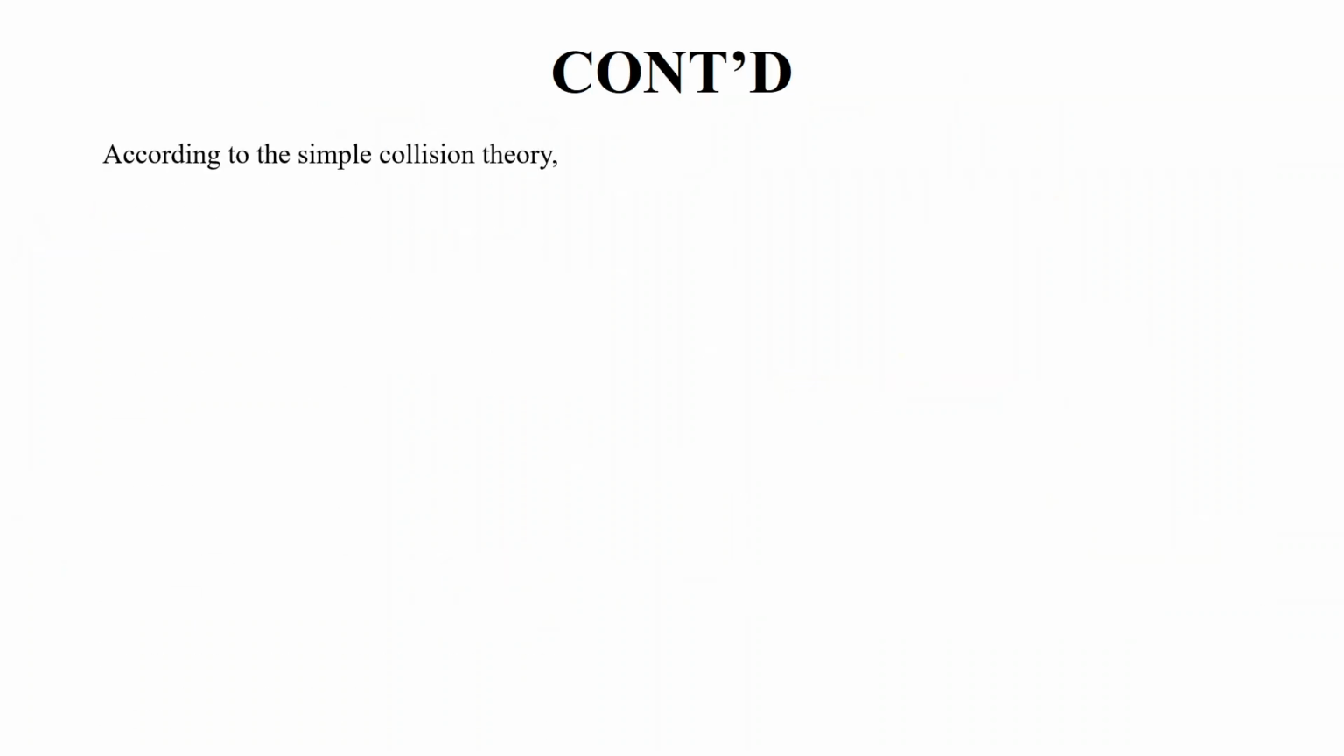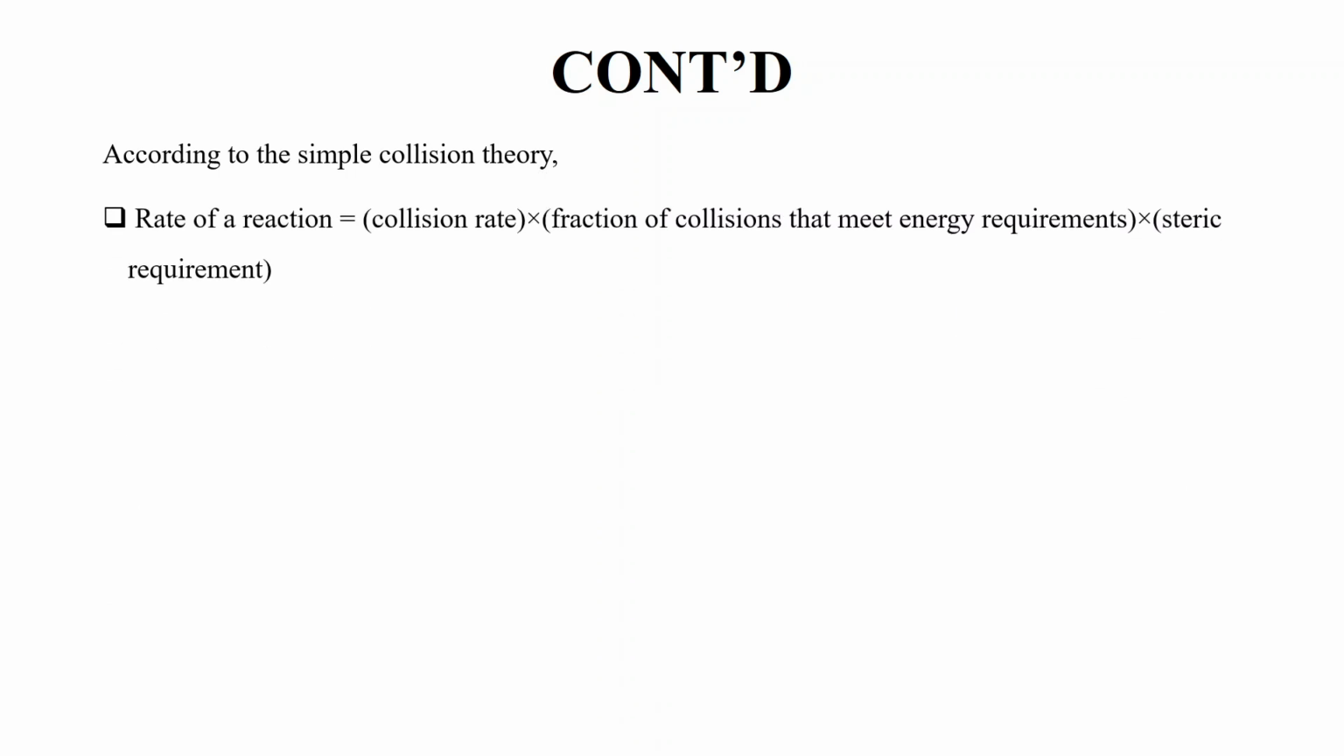Now, according to the simple collision theory, the rate of a reaction is equal to the collision rate. We've understood what collision rate is. This collision rate refers to all the collisions, whether effective or non-effective, times the fraction of collisions that meet the energy requirement. So these are the fractions of collisions that are able to exceed the activation energy.